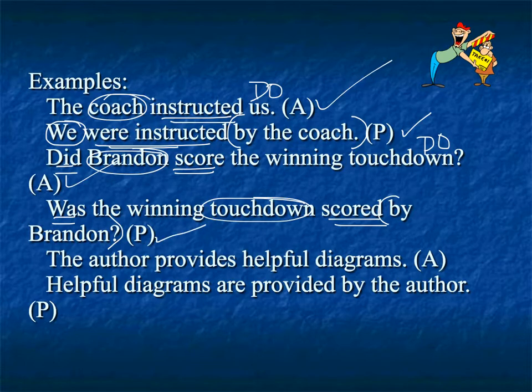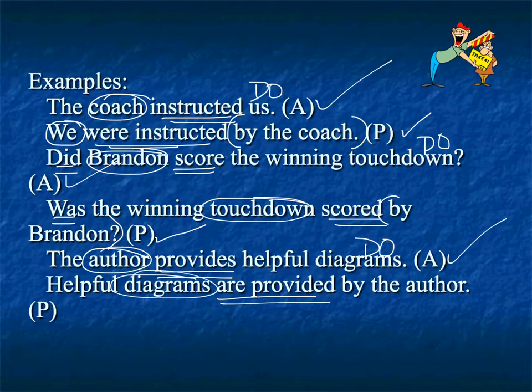Finally, the author provides helpful diagrams. Provides is the verb, author is the subject. Provides what? Helpful diagrams. Is the author doing the providing? Yes. Is the author the subject? Yes. Active voice. Helpful diagrams are provided by the author. Are provided is the verb. Diagrams is the subject. We have another prep phrase. I'm going to stop, ask myself, are the diagrams doing the providing? No, they're not. So diagrams is the subject. That means it's passive voice.